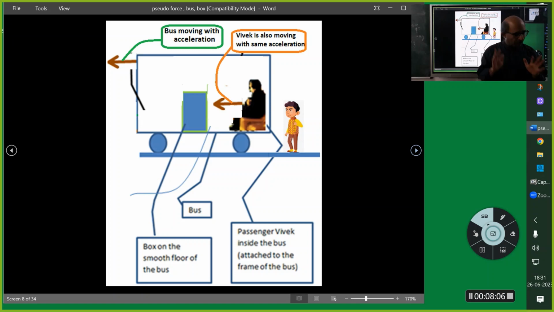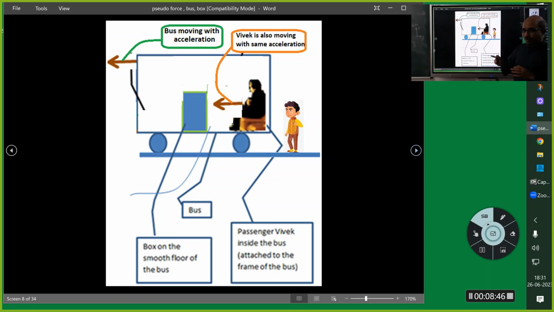Understood now? The bus accelerates, but the box is not affected. The state of motion of the box will not change. Why? Sir, the bus floor is smooth. The force on the bus will not get transferred to the box. Yes. And so the net force on the box is zero. And therefore its state of motion does not change. Correct? Understood? Yes, sir. So that is what will happen.